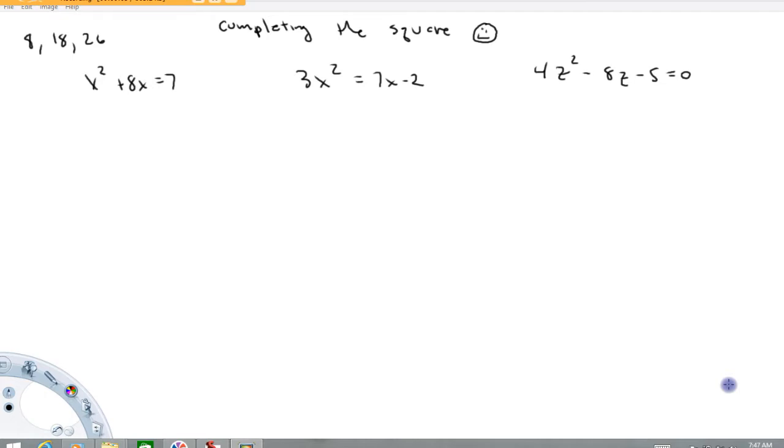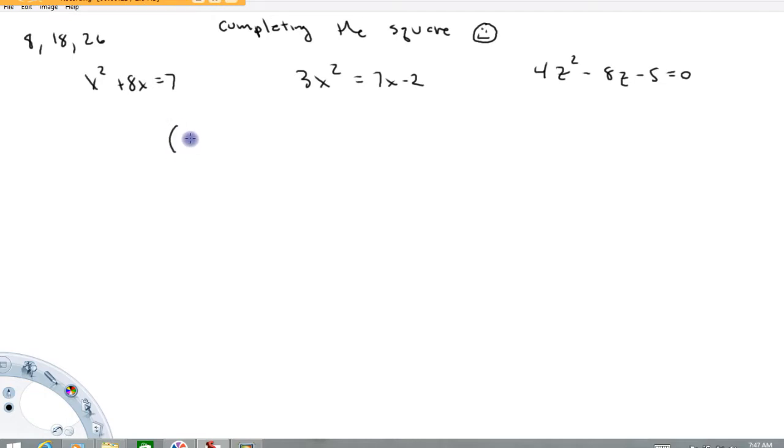I'm making this video to help you understand a process called completing the square, and I put a little smiley face here because this is always students' favorite method for solving quadratics. To understand completing the square, it's necessary that you know the FOIL method really well.